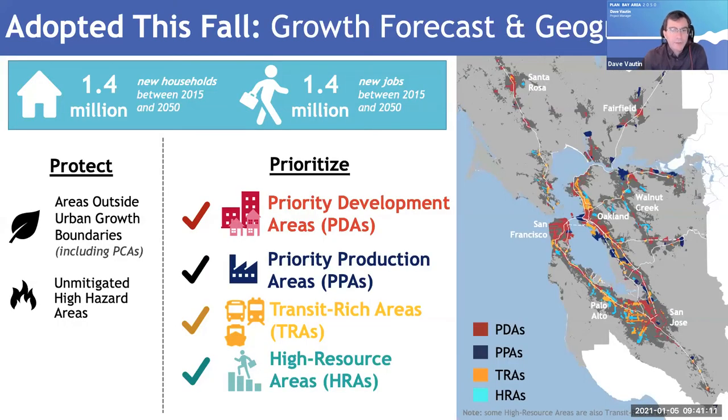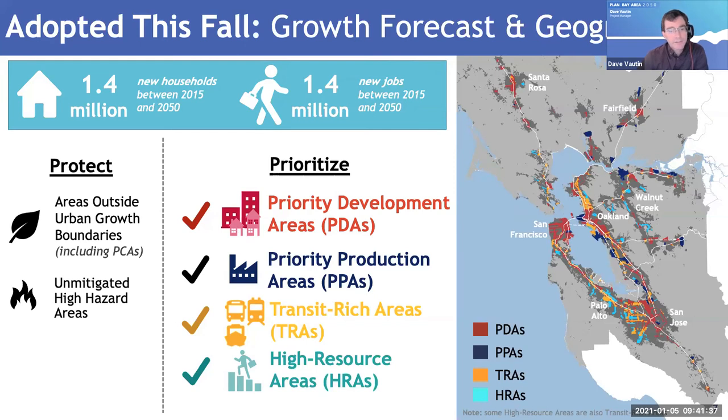The strategies help to accommodate the forecasted regional growth over the next 3 decades, totaling 1.4 million new households and 1.4 million new jobs between 2015 and 2050. They focus growth in areas that help advance critical climate and equity goals, locally nominated priority development areas and priority production areas, as well as regionally identified transit-rich and high-resource areas.